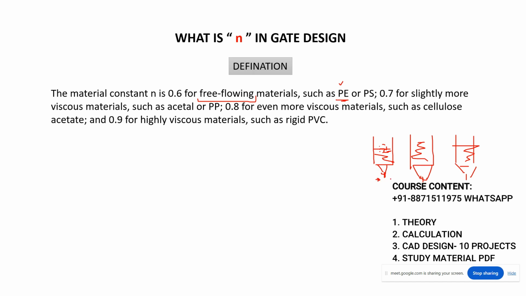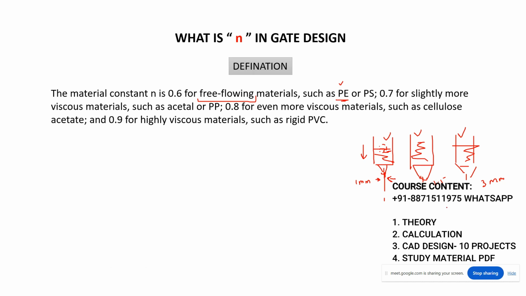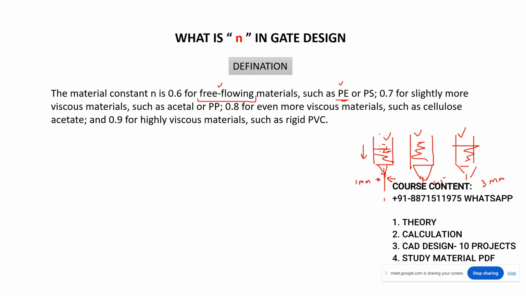For example, this hole has a 1 mm diameter, this hole has 1.5 mm diameter, and this hole has 3 mm diameter. Now depending upon the material viscosity, because of gravity, this material will flow out from this hole, right or wrong? This flowing capacity is known as the free flowing capacity of the material. But the material should be in a melted condition. Understood or not?